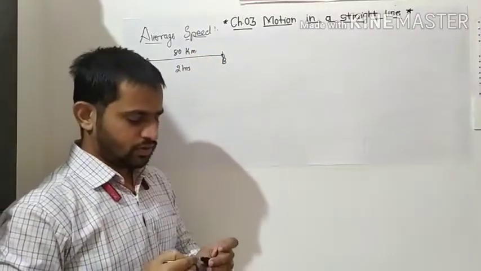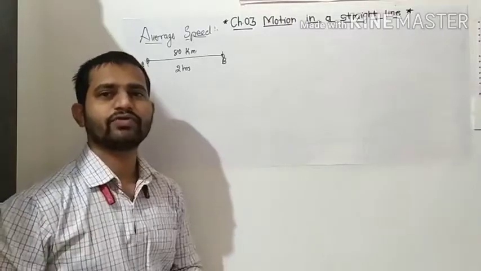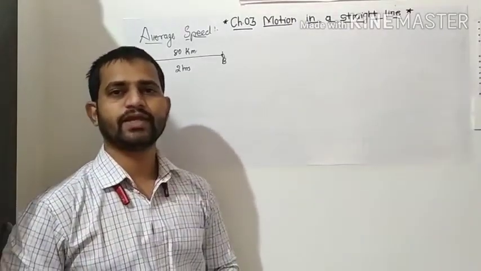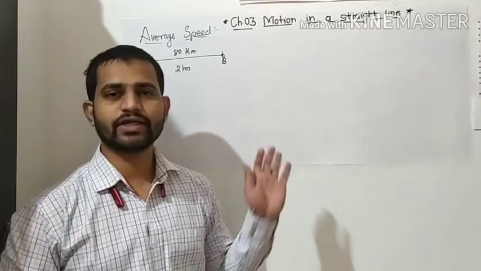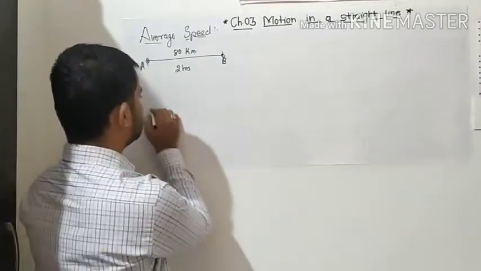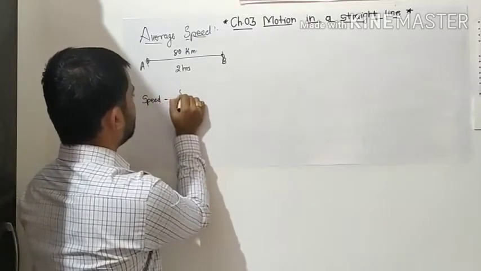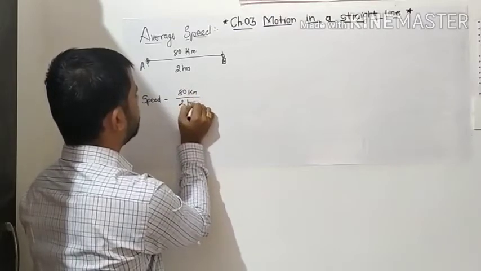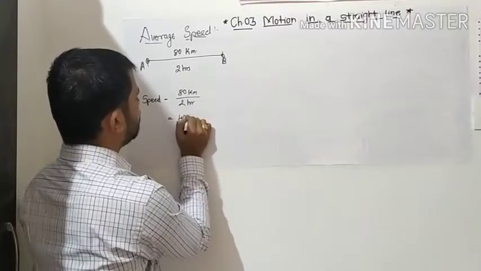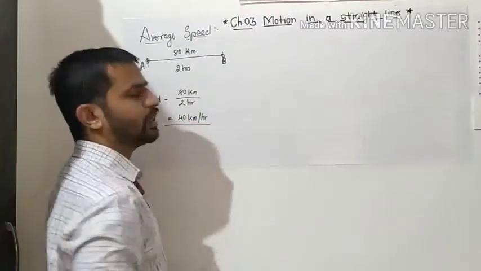But during this time interval, it is not going with the constant speed. It is not going with our calculated speed. How can we calculate the speed here? Speed is equal to 80 km upon 2 hours, so it will be 40 km per hour. Okay, this is the recommended speed.